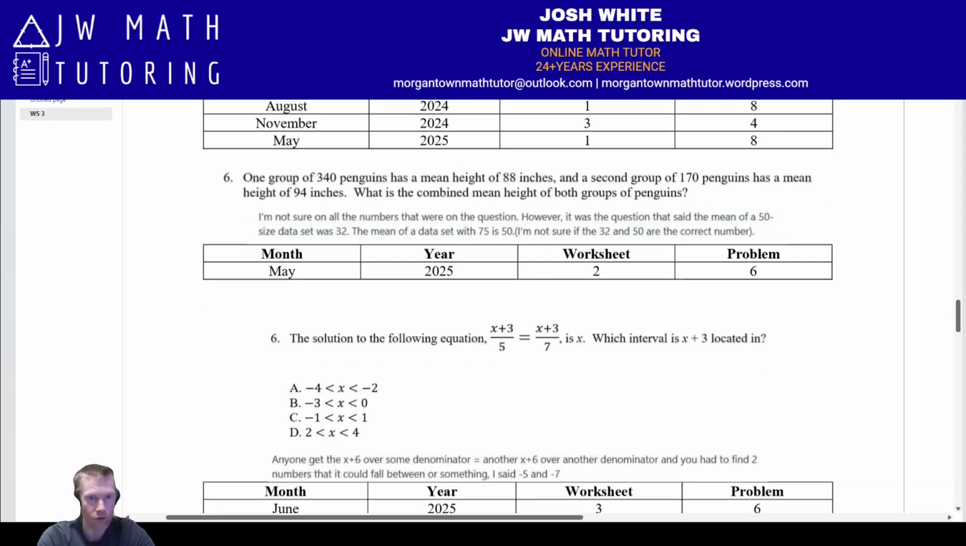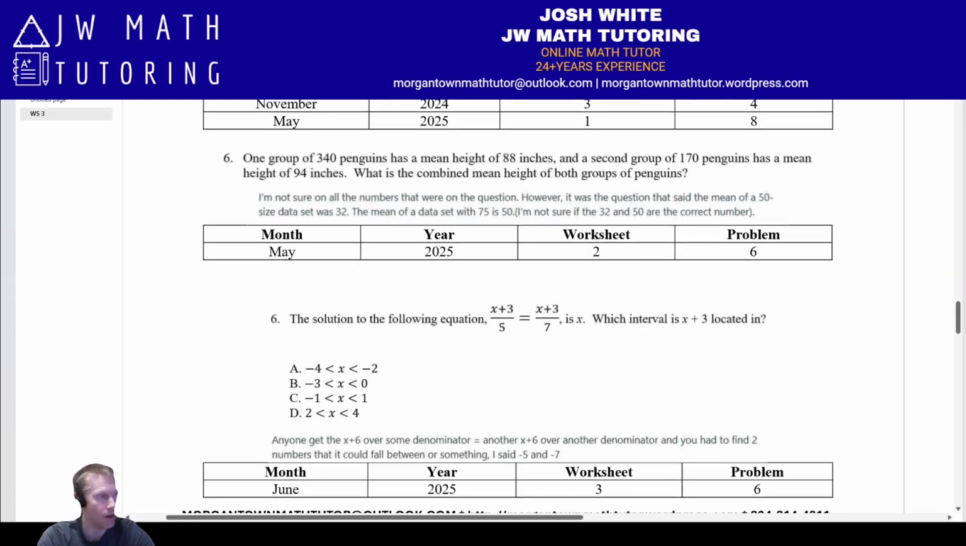All right, the next one, there's a report about a problem where you have two groups and you're trying to find the combined mean of every value from those two groups. Essentially, it's the concept of a weighted average, but you can do it in Desmos by setting it up as a frequency table and calculating it that way.